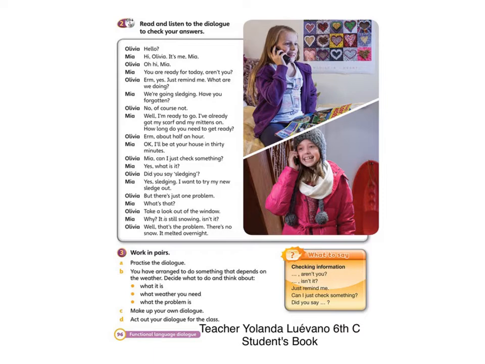It says, read and listen to the dialogue to check your answers. Your answers about what? The original question is, look at the photos. What plans have Olivia and Mia got for today? Look at the picture. It seems like this girl is ready to go out while this one isn't. Which is Olivia? Which is Mia? Let's check together, shall we?